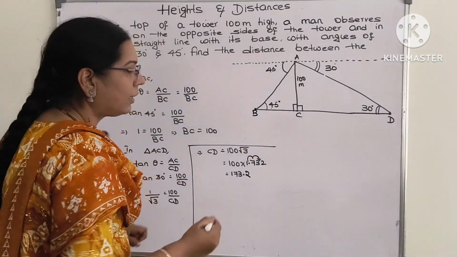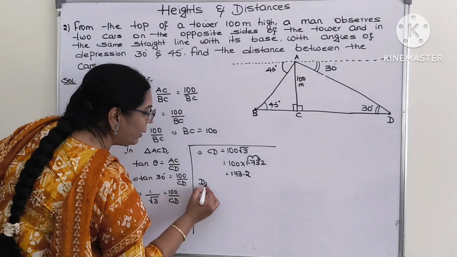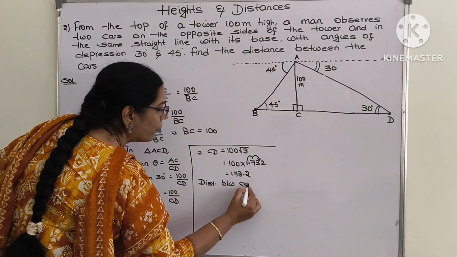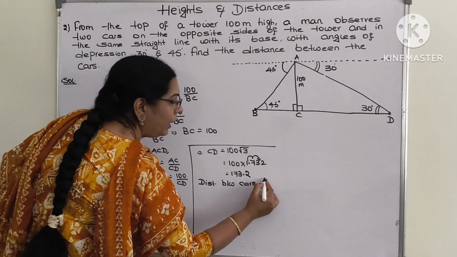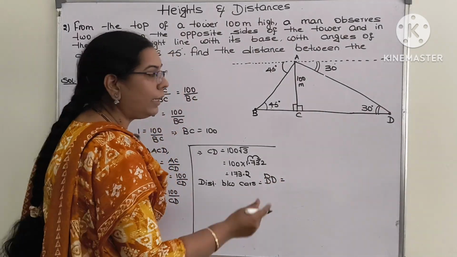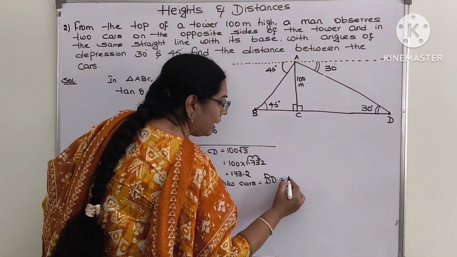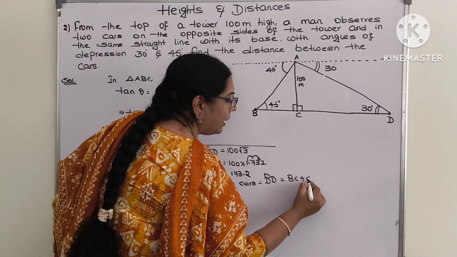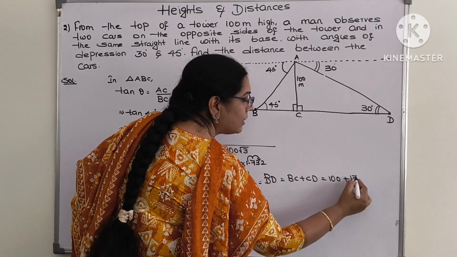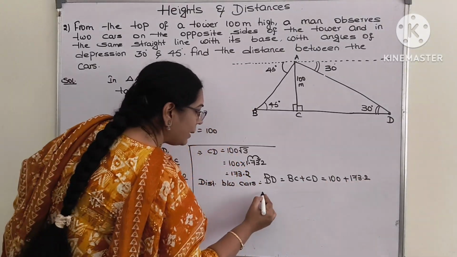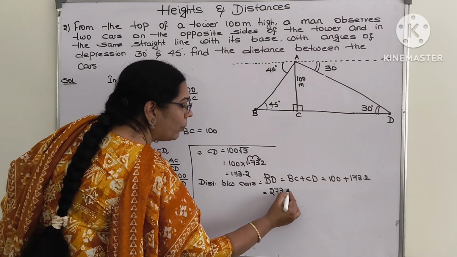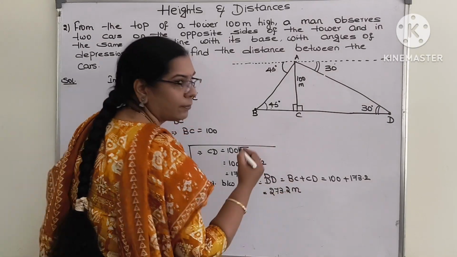What is it that they are asking? Distance between the cars. What is the distance between the cars? It will be BD. And how do I write BD as? BC plus CD. BC is 100 and this is 173.2. Basically, the distance between the two cars is 273.2 meters.